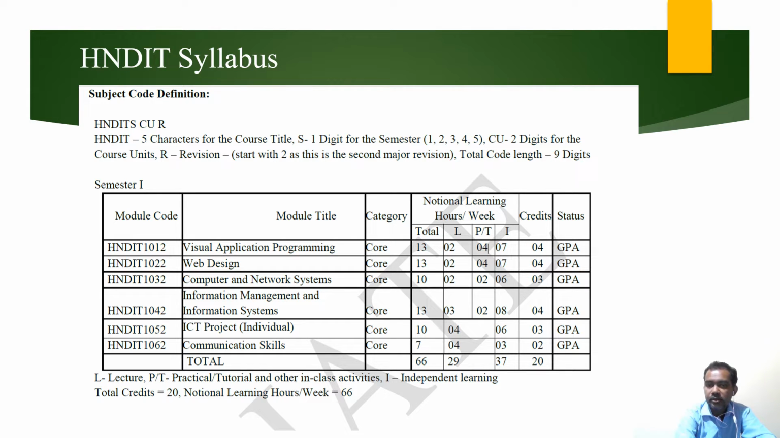Then the total is lecture hours plus practical or tutorial plus independent hours. And you can see there is another column called credit. Visual Application Programming has 4 credits. That is the weight of the subject. And status is the GPA, because you have a GPA value. That subject's result is used for GPA calculation, because there are some non-GPA subjects.